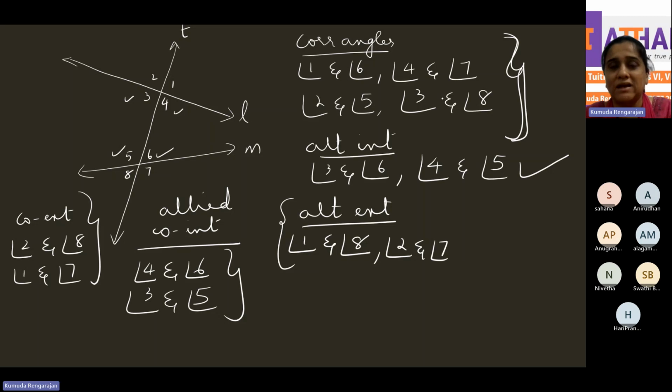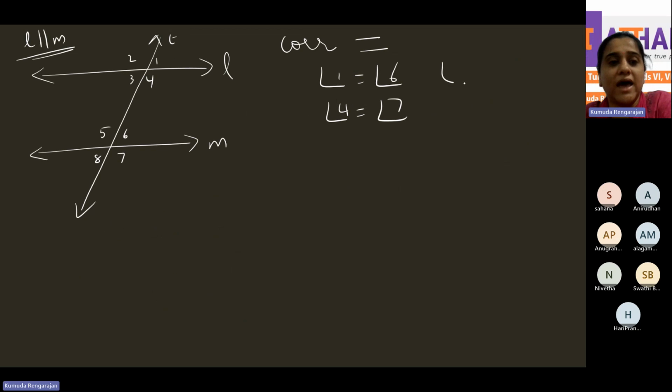When the lines are not parallel, the angles are not equal, but they are corresponding angles. The relation exists. The name exists. They are corresponding angles, but they are equal only when the lines are parallel. Similarly, angle 2 is equal to angle 5 and angle 3 is equal to angle 8.